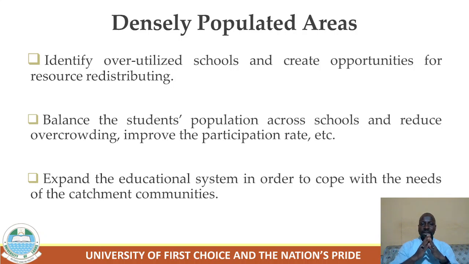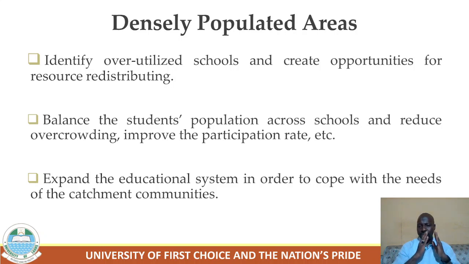So there are schools that are likely to have been overutilized. So we can identify these schools through school mapping exercise and then create opportunities to redistribute resources among the various schools. We can use school mapping exercise to balance student population across schools, reduce overcrowding, and improve the participation rate.